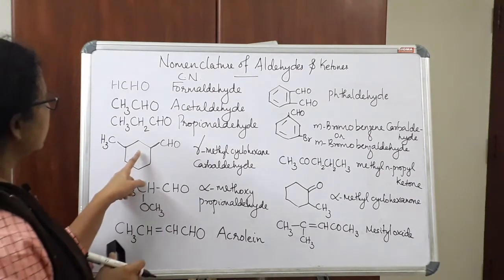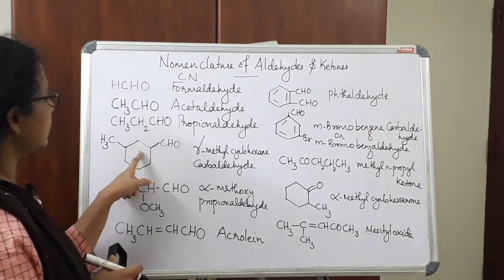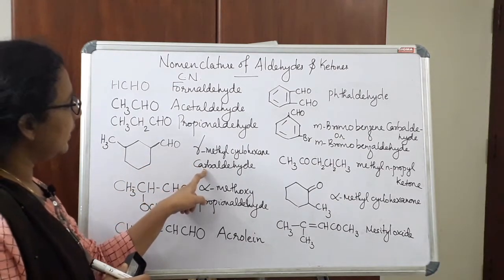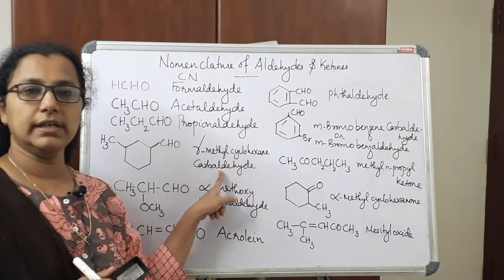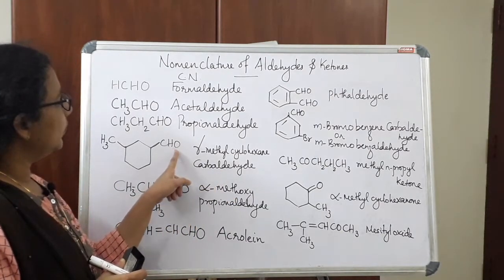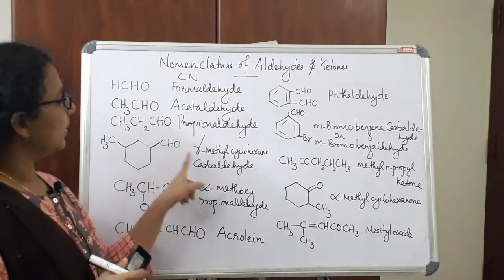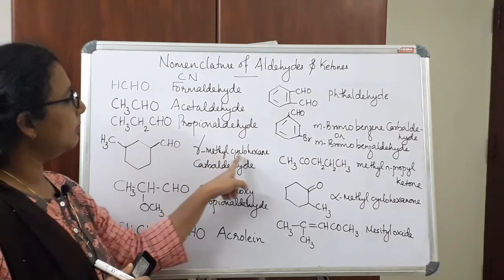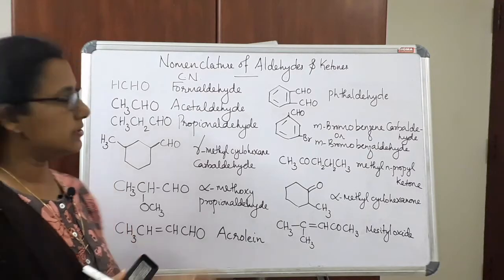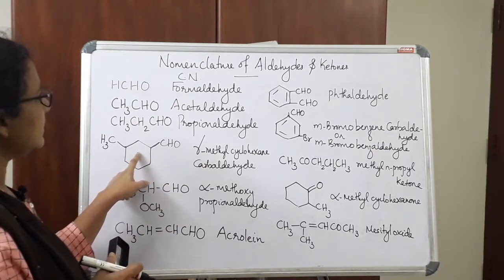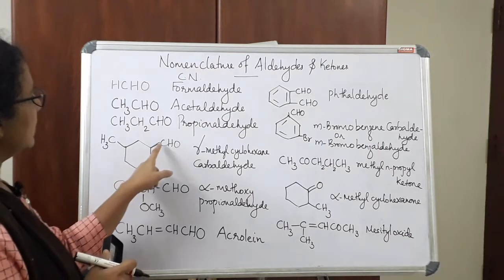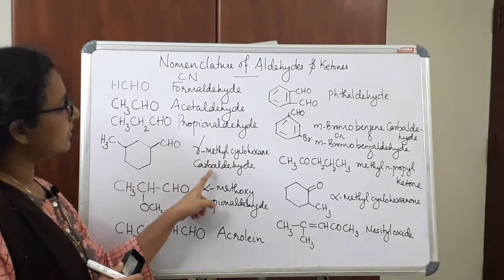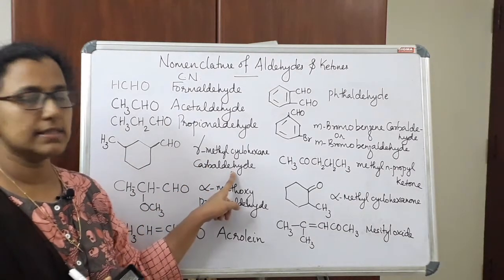Then the next one is a cyclic aldehyde. So this is a cyclic compound with an aldehyde group. In this case, we have to add the suffix carbaldehyde to the full name of the cyclic compound. Without CHO, this part is methyl cyclohexane, and carbaldehyde should be added as the suffix.